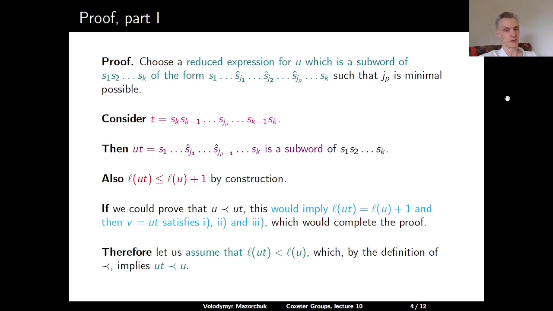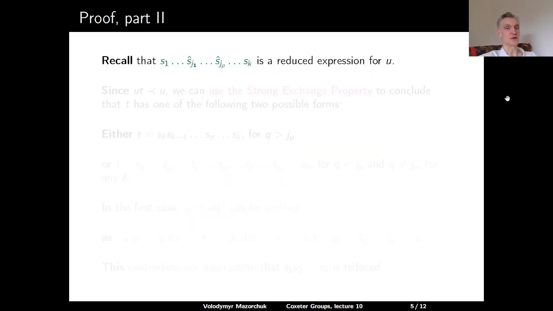We will prove this by contradiction, so assume that ut is Bruhat smaller than u, which is more or less equivalent to assuming that the length of ut is strictly smaller than the length of u. So let us recall that we have a reduced expression for u, which is obtained from the reduced expression for w by removing s_j1 and so on up to s_jp.